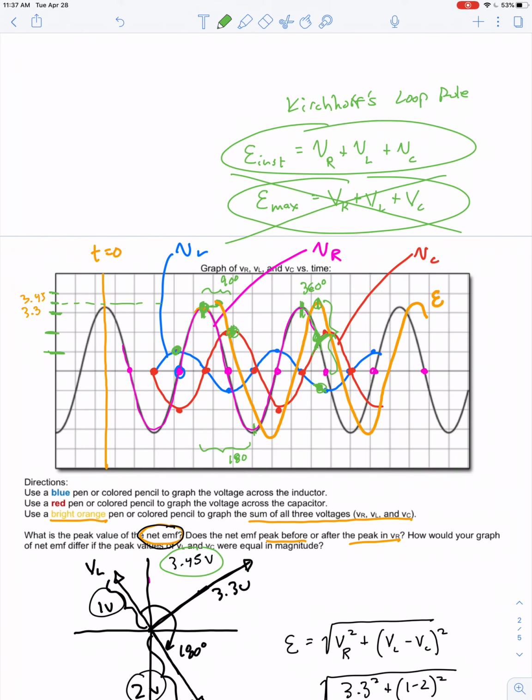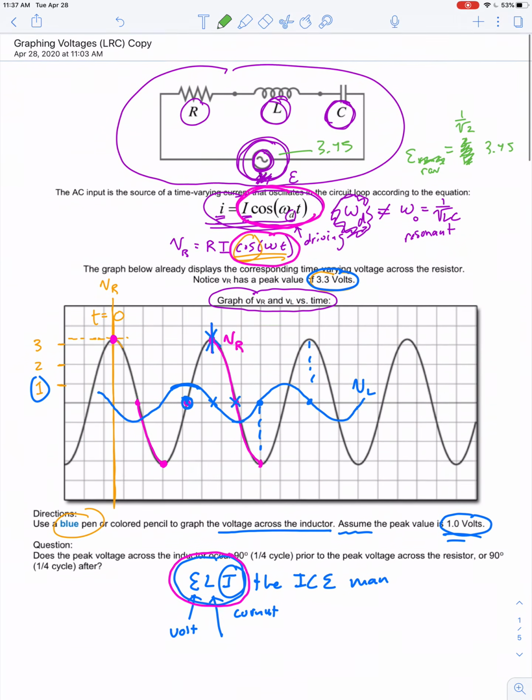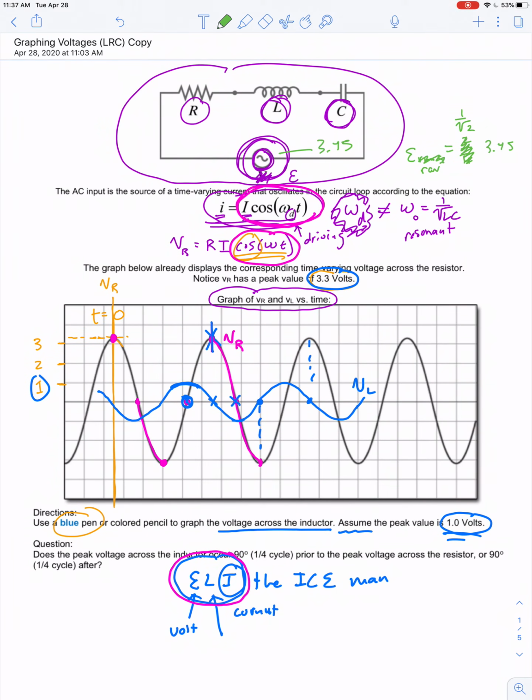Hopefully this gives you a little more insight into the oscillatory behavior of these RLC circuits. We'll see some more examples before we move on to our study of power in the LRC circuit.